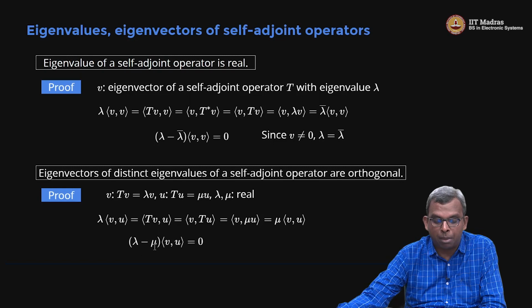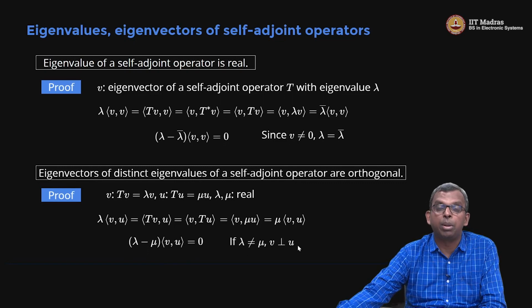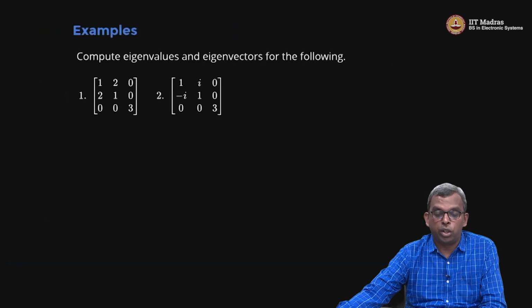Now you have this wonderful equation. You pull it to this side: lambda minus mu, Vu is 0. Now this gives you the result you want. If lambda equals mu, Vu can be anything. If lambda is not equal to mu, then V and U have to be orthogonal to each other. Okay, so wonderful property for eigenvalues, eigenvectors of self-adjoint operators.